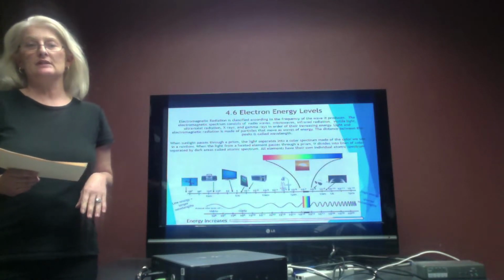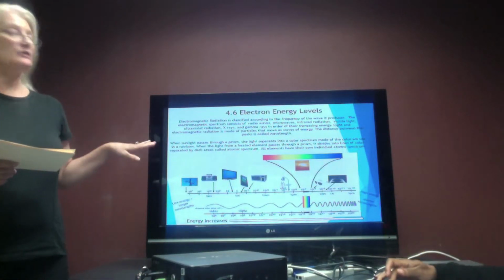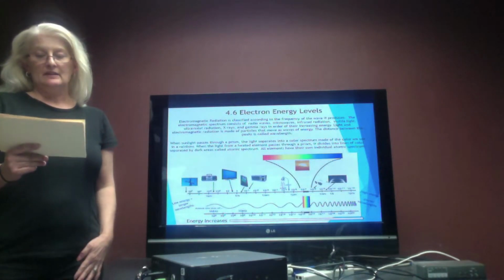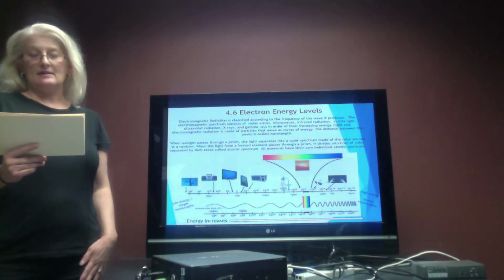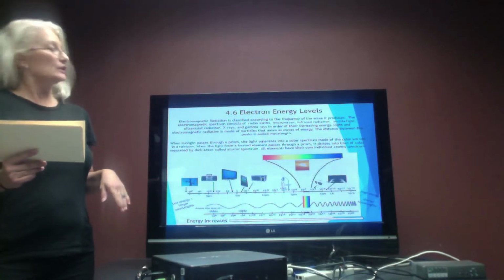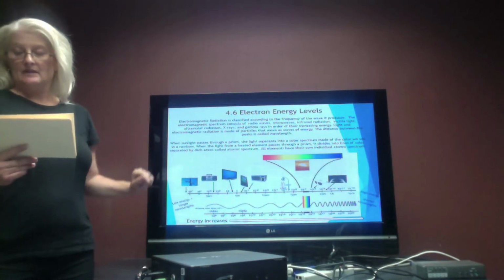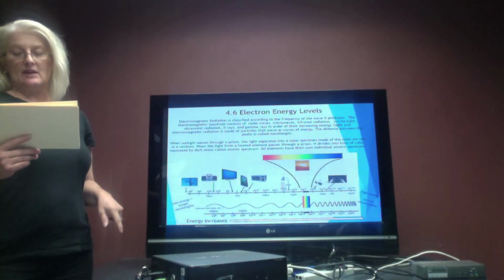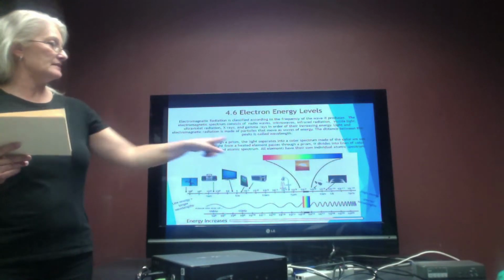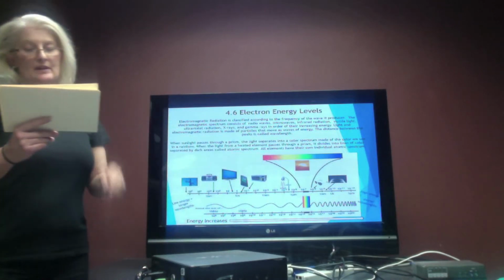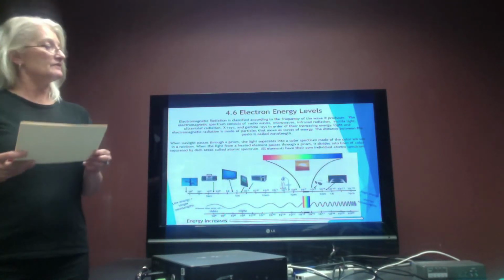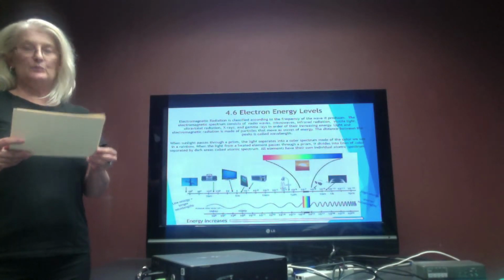I am going to be talking to you about 4.6, which is electron energy levels. Electromagnetic radiation is something that we use every day, and it is much more than meets the eye. Electromagnetic radiation includes radio waves, gamma rays, X-rays, which is at the end, and also visible light. Visible light covers 308 nanometers to 750 nanometers, and visible light is what we can all see.